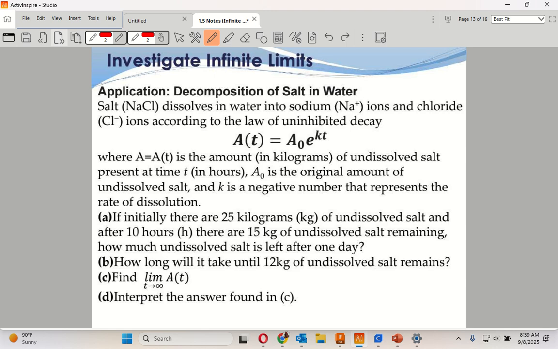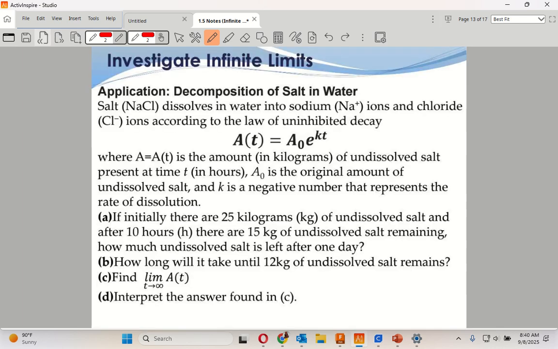Where A of T is the amount of kilograms of undissolved salt present at the time of T hours. A sub naught is the original amount of undissolved salt, and K is a negative number that represents the rate of dissolution. That's important. It's going to dissolve, right? So I should have a negative number there. If initially there are 25 kilograms of undissolved salt, and after 10 hours there's 15 kilograms undissolved salt remaining, how much undissolved salt is left after 1 day?